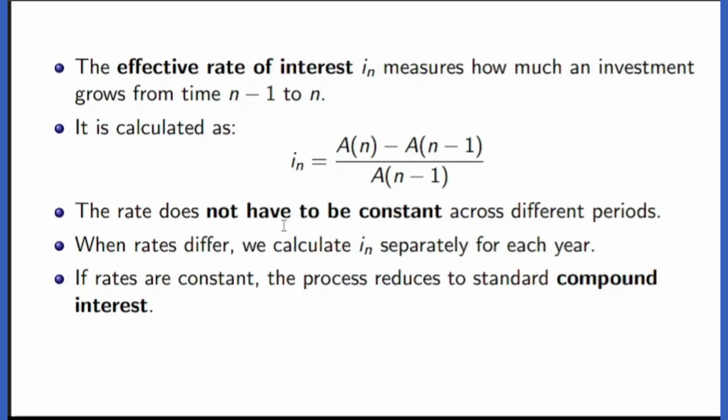And then the last one is, if the rates are constant, the procedure reduces to standard compound interest, right? Which means that when you calculate the interest at time 1, and it's the same at time 2, the same at time 3, and the same at time 4, you have to know that the interest is a compound interest. And then we will talk about compound interest. It's constant throughout. It's the same for time 1, 2, 3, and so on. Okay, so that's what we learned for the day.